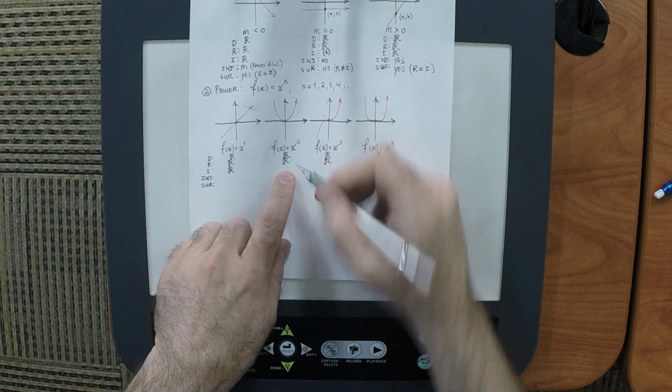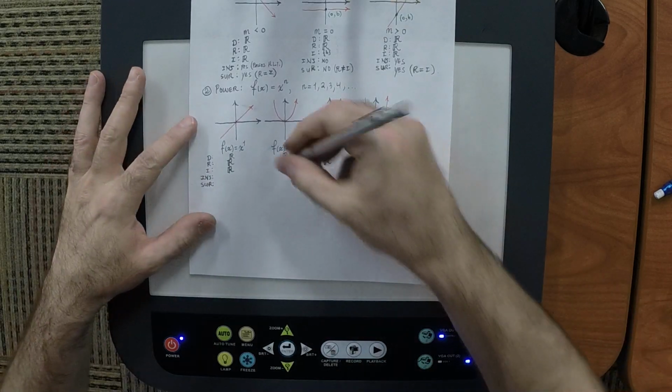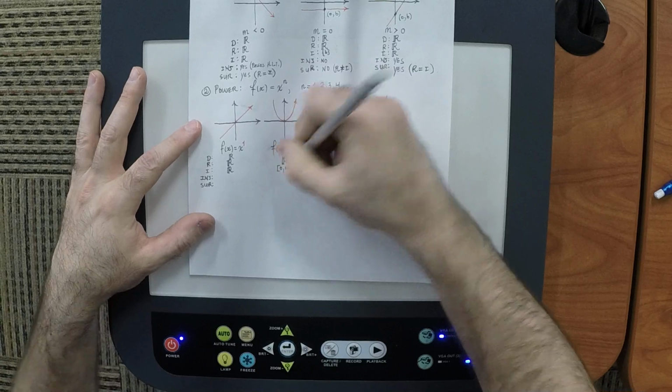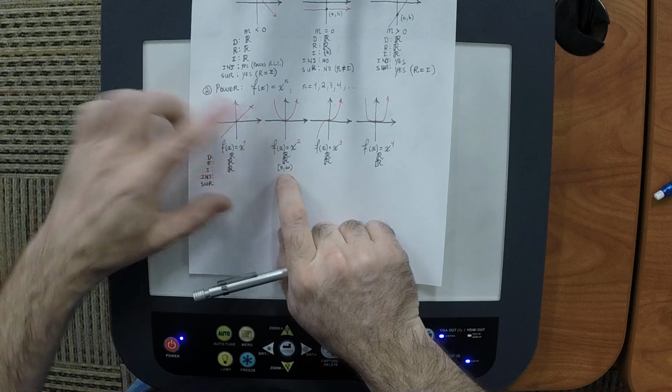What about for this one? Greater or equal to 0. Very good. Because no negative output can be obtained. The next one?